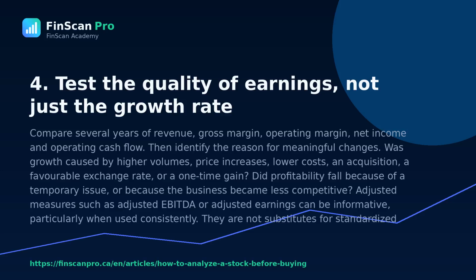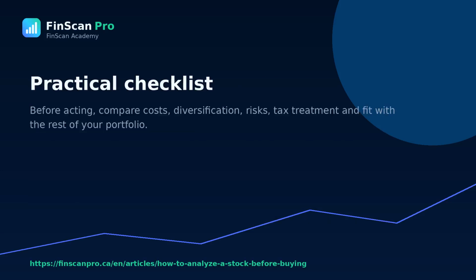Adjusted measures such as adjusted EBITDA or adjusted earnings can be informative, particularly when used consistently. They are not substitutes for standardized financial statement measures, however. The AMF cautions investors to remain critical when items are labeled unusual, rare, or one-time. Before acting, compare costs, diversification, risks, tax treatment, and fit with the rest of your portfolio.